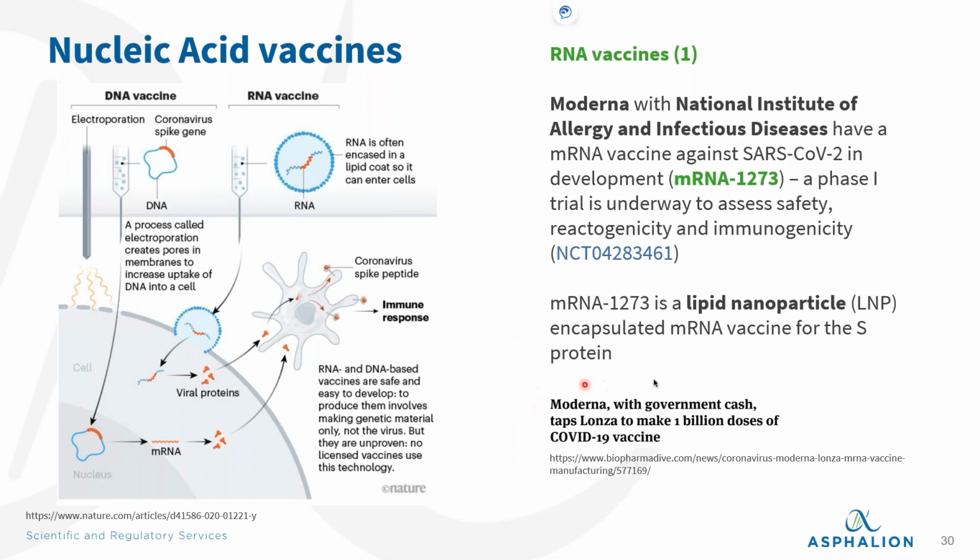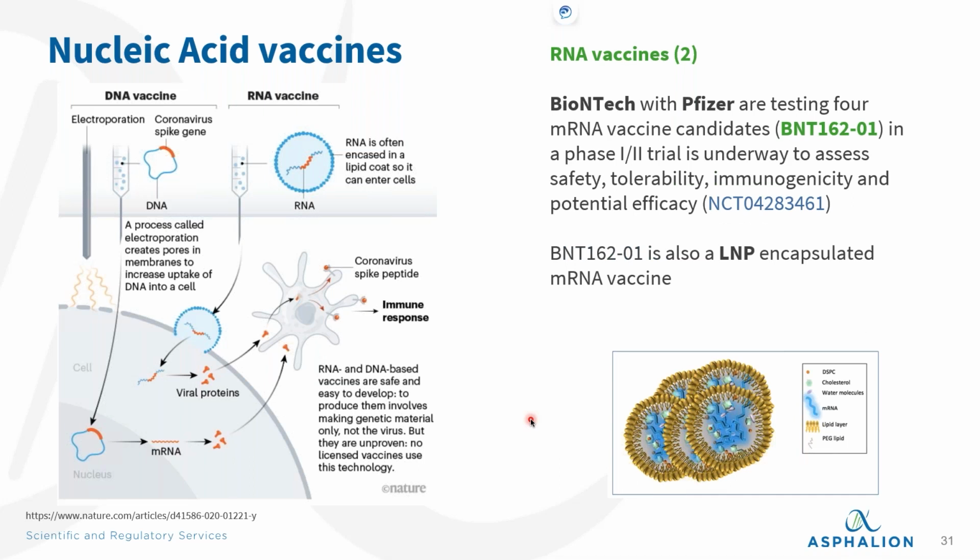And just on the subject of manufacturing, we can see that the United States government have funded Moderna and Lonza to make 1 billion doses of this potential vaccine. So they already have the capability in place. If this vaccine proves to have efficacy, they already have the capacity to scale up the production.